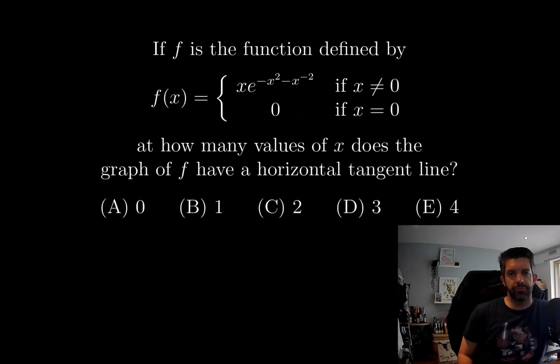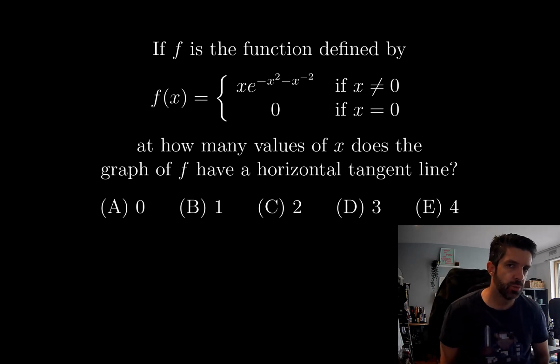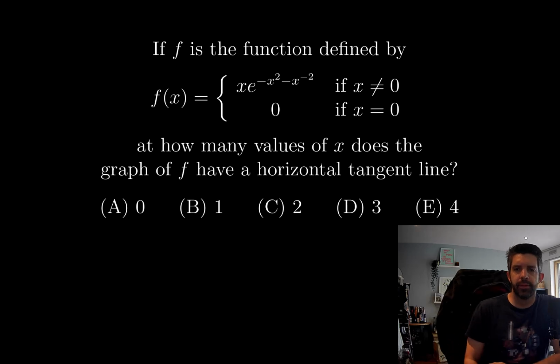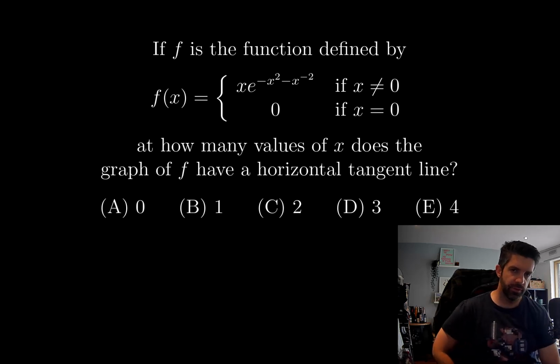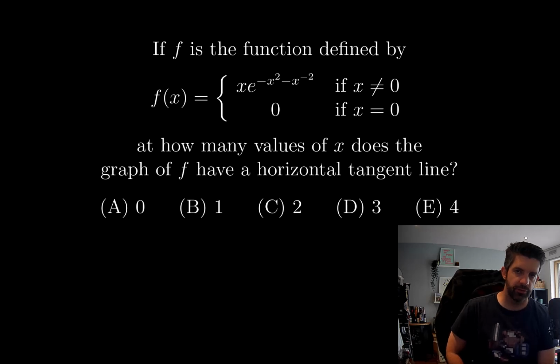If f is the function defined by f of x equals blah, blah, blah, at how many values of x does the graph of f have a horizontal tangent line? Okay, I mean, is this as simple as taking a derivative and setting it equal to 0? Seeing how many values of x satisfy that?